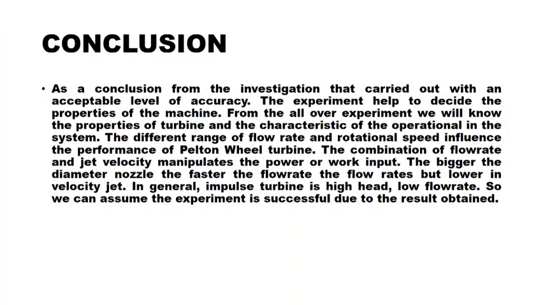The different ranges of flow rate and rotational speed influence the performance of the Pelton wheel turbine. The combination of flow rate and jet velocity determines the power of the work input. The bigger the nozzle diameter, the faster the flow rate, but the lower the jet velocity. In general, an impulse turbine is high head, low flow rate. So we can assume the experiment is successful due to the results obtained.